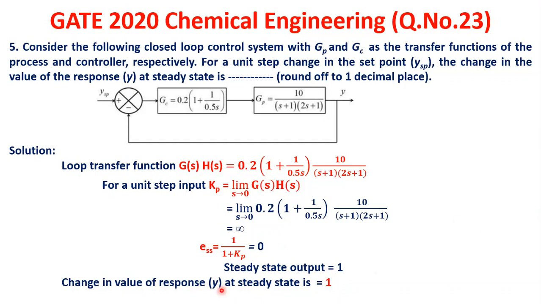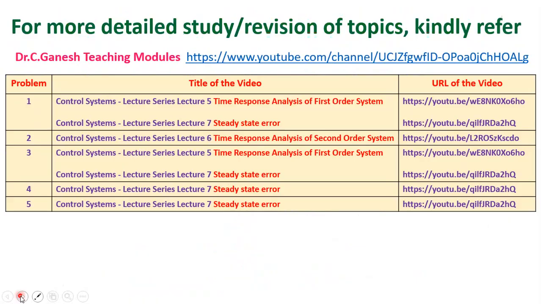In order to facilitate the learners for learning these things in a much better way, and to review the topics if any, I have given for each problem what video they have to refer in my control systems lecture series in the same channel, Dr. C. Ganesh Teaching Modules. So for problem number 1, lecture 5 and lecture 7 are required to be understood and revised. So these are the URLs of the video. And for problem number 2, second order system, this is the URL of the video.